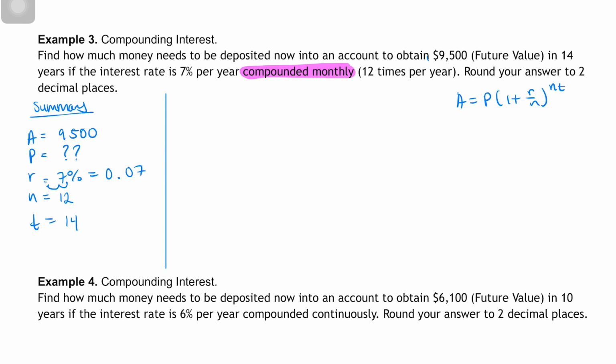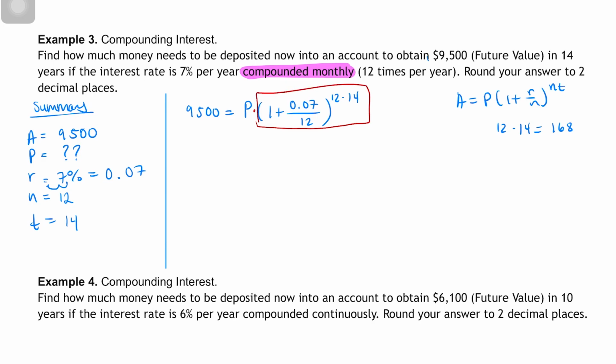So when we go back over here and we set it up, it's going to be a little bit more clear that our goal is to solve for P. Now we know that 12 times 14 is going to be 168. All right. So to solve for P, what I would suggest is to remember what we have. We have P times this whole factor. This is a factor altogether.